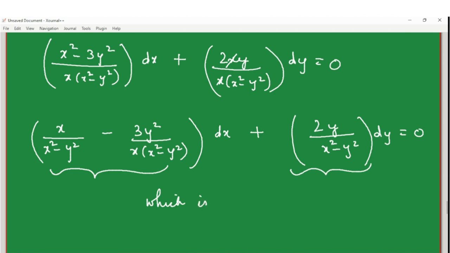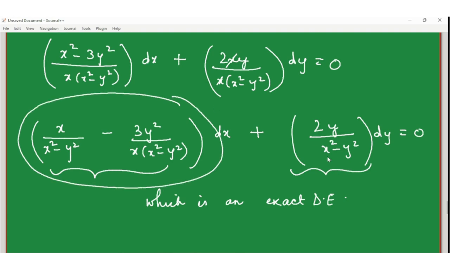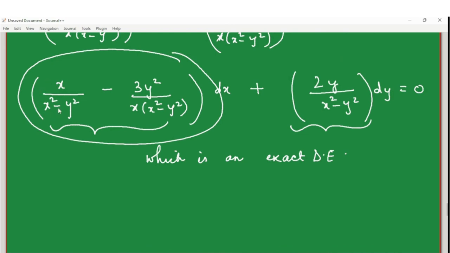So since it is an exact differential equation, we know how to solve exact DEs. We integrate this M with respect to x, treating y as a constant. When you integrate the first term with respect to x, the answer would be 1 by 2 log of x square minus y square, because you do it by substitution. You can just put x square minus y square as t. 2x dx gets adjusted in the derivative, so you divide and multiply by 2. That gives the integral of the first term with respect to x, treating y as a constant.